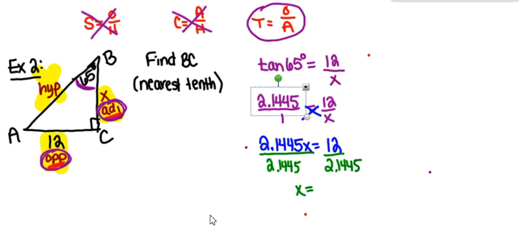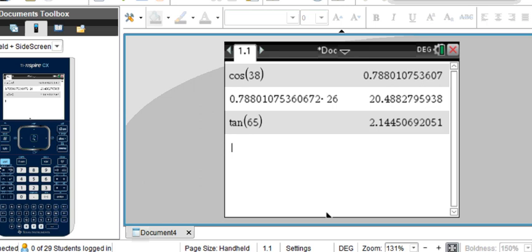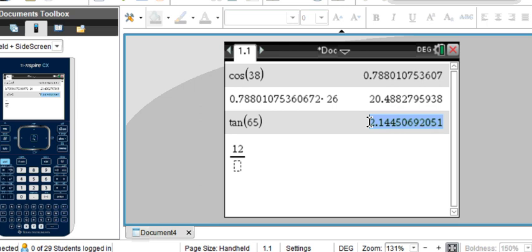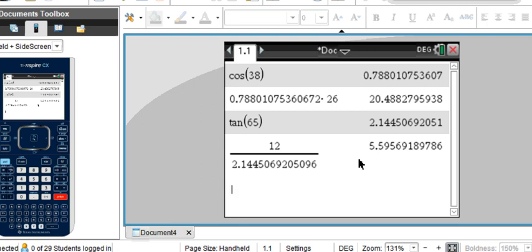So x is equal to, let me go to my calculator. I want to now do a fraction where the numerator is 12 and the denominator I want to be this whole 2.1445 number. So I'm going to go ahead and go up there. Oh, and notice that it didn't copy it where I wanted to copy it. So let me go back up there again. Copy that down into the denominator of my fraction. And I want to round that to the nearest tenth, so 5.6.